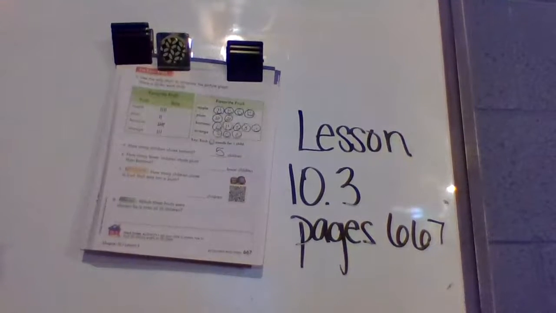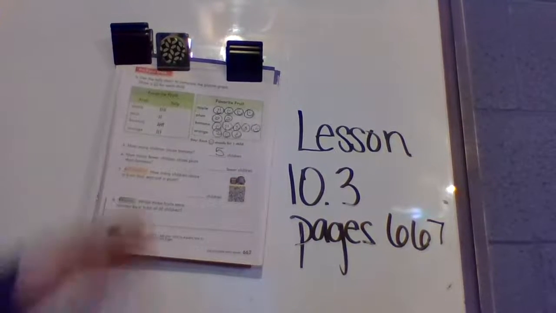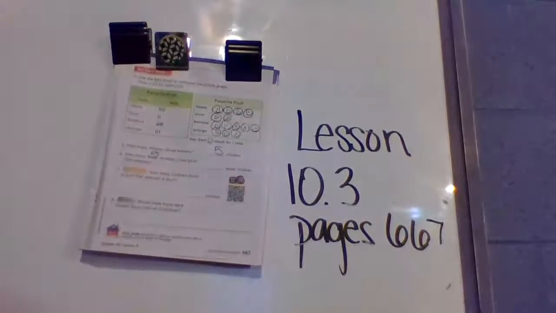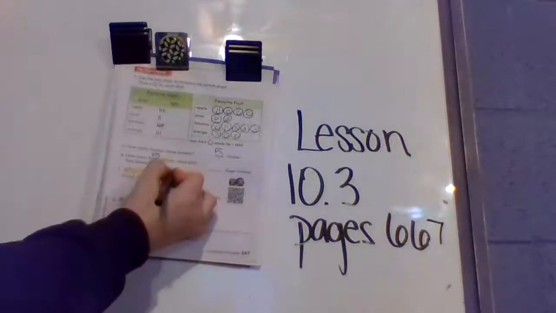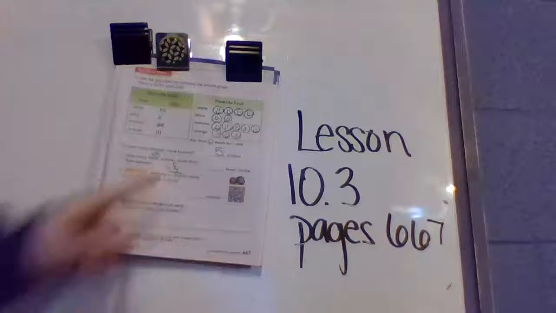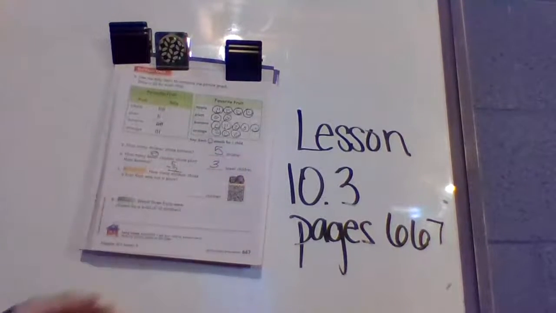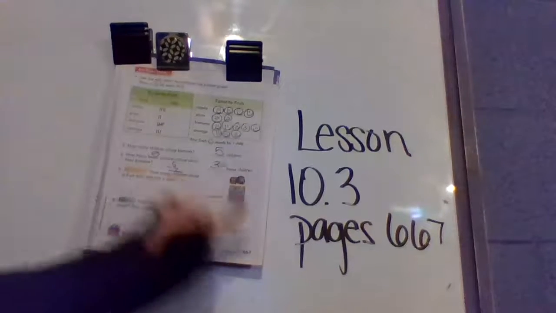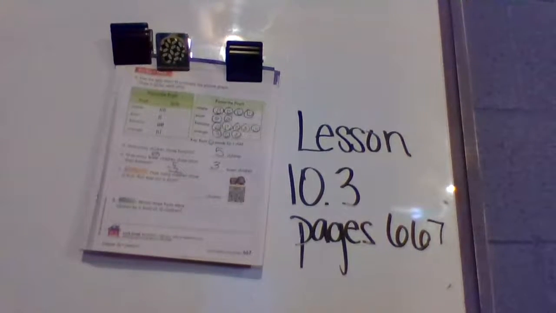Number 6, how many fewer children chose plum than banana? And remember, we know that the word fewer means to subtract. So plum was 2 and banana was 5, so we're going to subtract those. When we subtract 5 bananas minus the 2 plums, we know there are 3 fewer children. Number 7 is the math on the spot. So if you want to put your phone or your iPad up, it will show you a video to explain that. Number 7 says, how many children chose a fruit that was not a plum?